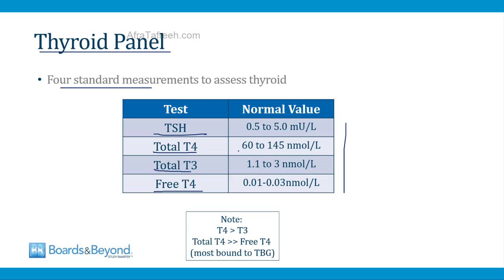Notice that the total T4 level is much higher than the free T4 level, and that's because, as we talked about, total T4 includes all that T4 that's bound to TBG. Notice also that the concentration of T4 is much higher than T3, and that's because the principal hormone produced by the thyroid gland is T4, not T3.